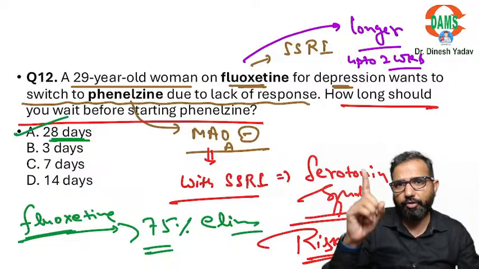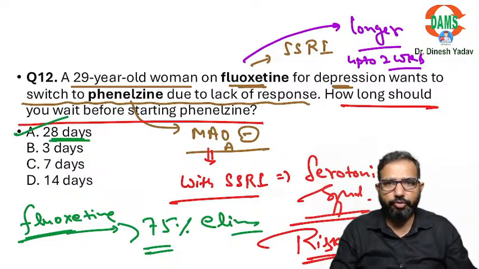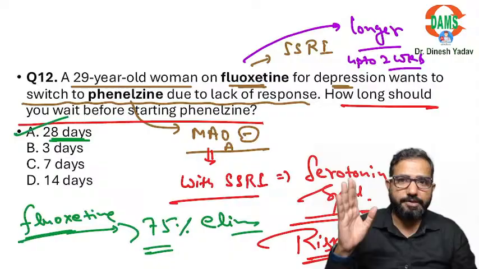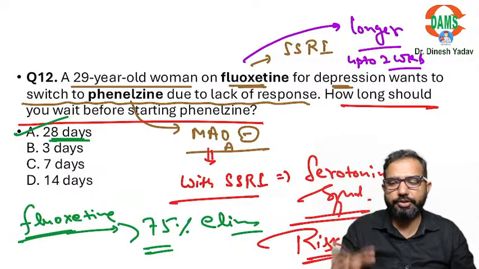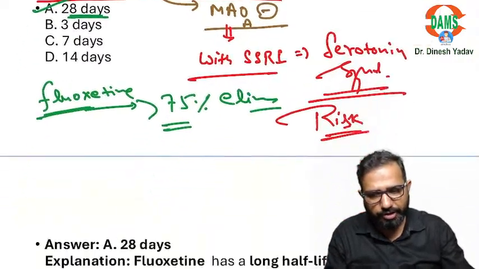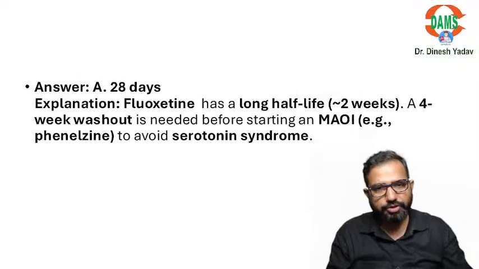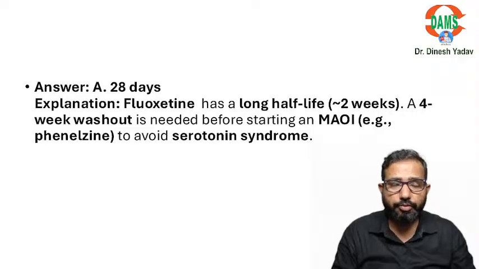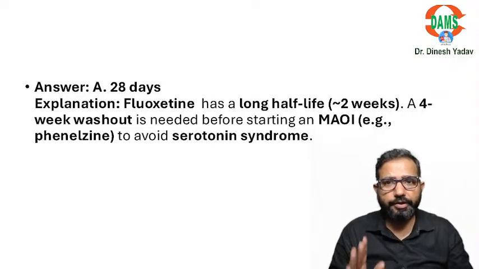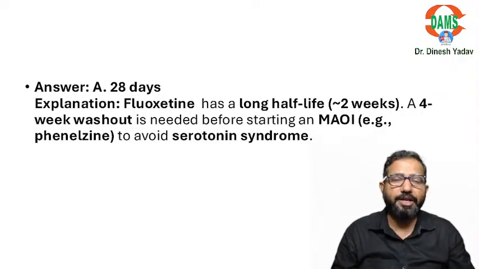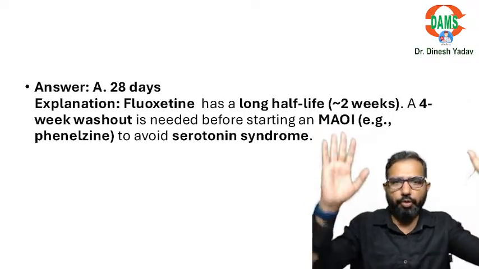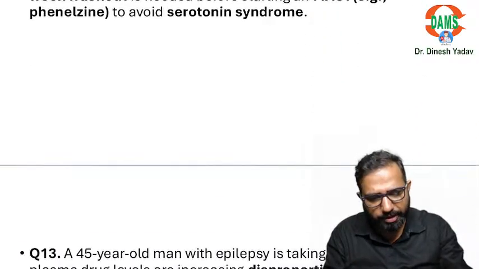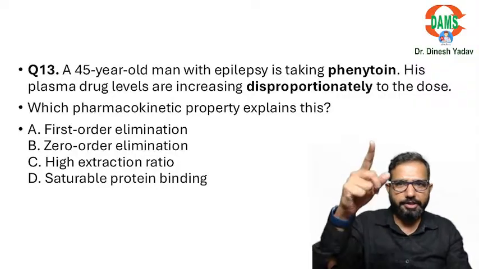To switch from the SSRIs to MAO inhibitor, wait for 28 days. If you give it before that, there is a risk of serotonin syndrome. Okay, bache. So what is the correct answer? The correct answer is 28 days, because fluoxetine has a very long half-life, around 2 weeks, as I told you. So bache, we have to wait for at least a washout period, at least 4 weeks. Definitely more than that, but at least 4 weeks. Okay, let's see the next question.